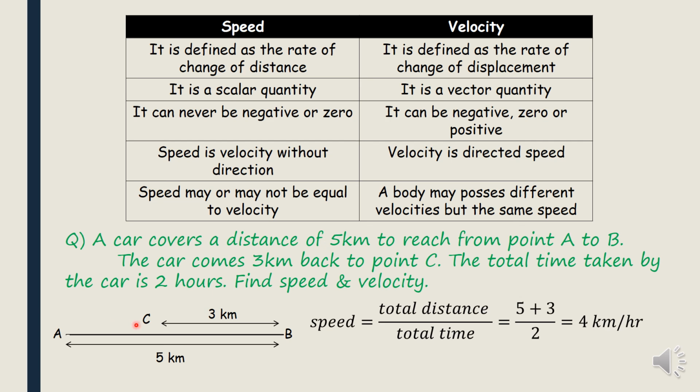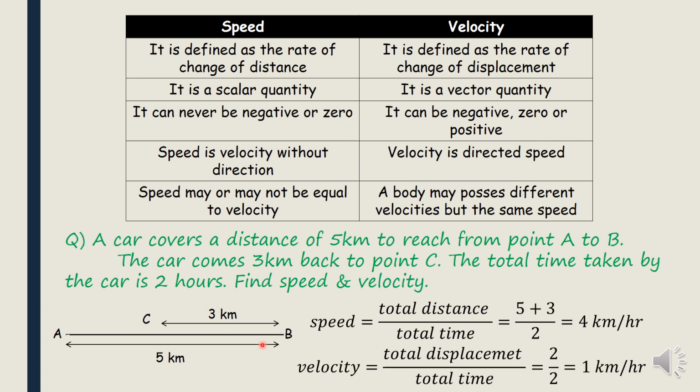So therefore velocity will be equal to total displacement by total time. Displacement कति हो 2 kilometer by 2 hours total time which will be equal to 1 kilometer per hour. Done. So this is how we actually do the numericals for speed and velocity also.